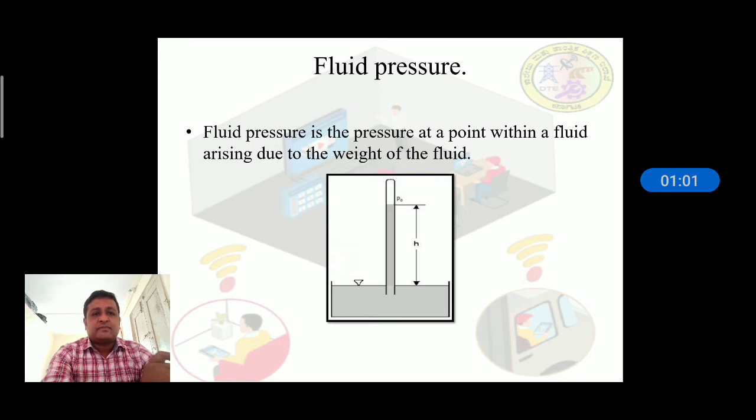Fluid pressure is the pressure at a point within a fluid arising due to the weight of the fluid. It is nothing but the pressure created at a point within a fluid, due to the weight of the fluid. This sketch shows the different parameters that are used to find the fluid pressure.